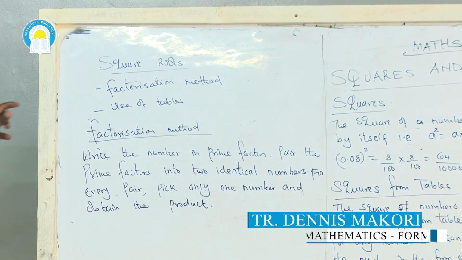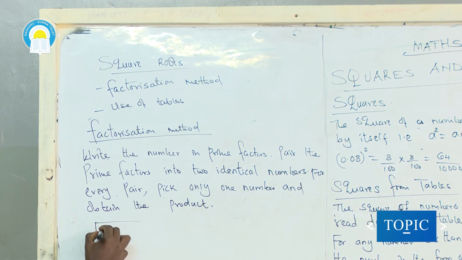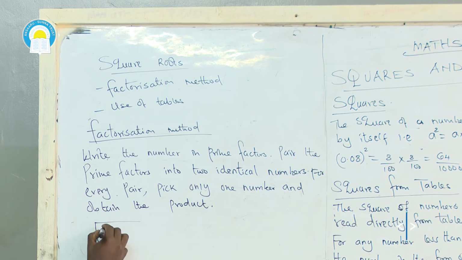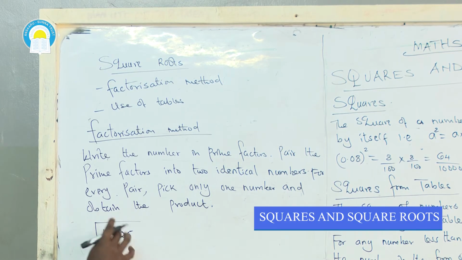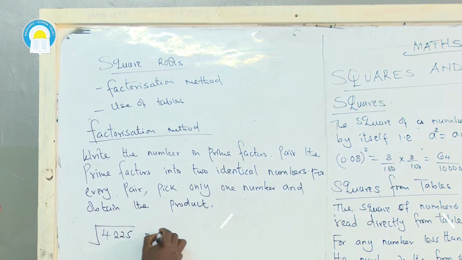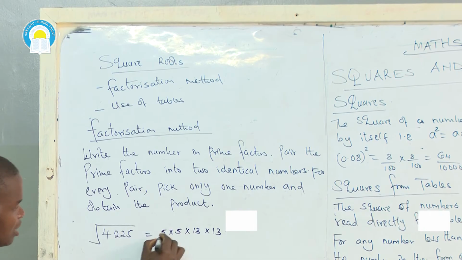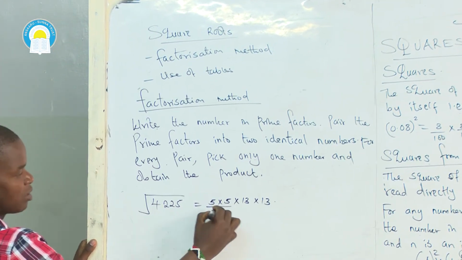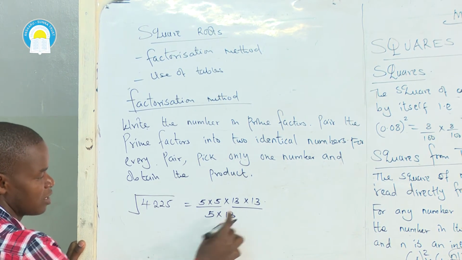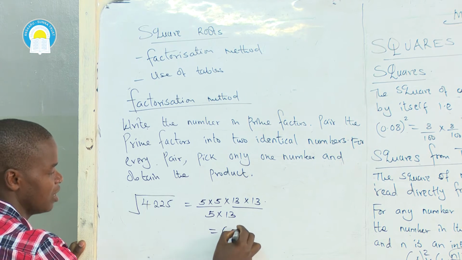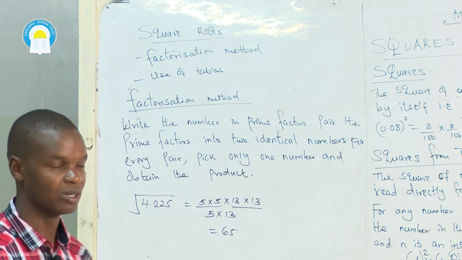By an example, if I want to find the square root of 4,225 by prime factors, when you write this number in factor form, it is 5 times 5 times 13 times 13. These are pairs of identical numbers. You pick one 5 from the pair and one 13. The product of 5 and 13 is 65. That's how generally we find the square root of numbers by the factorization method.